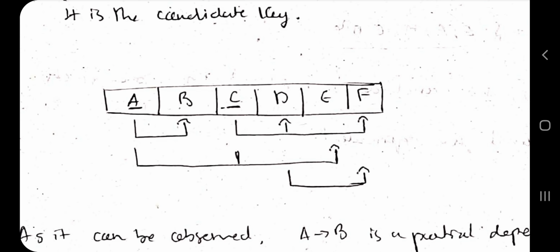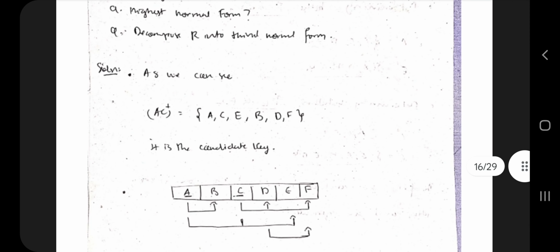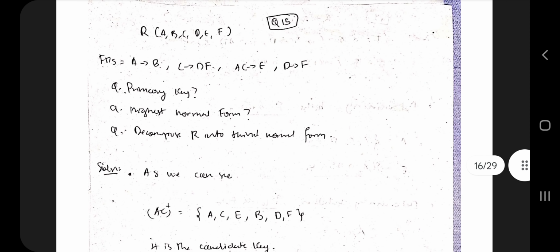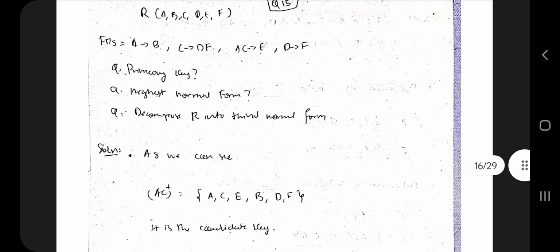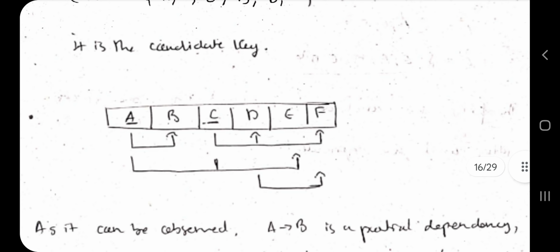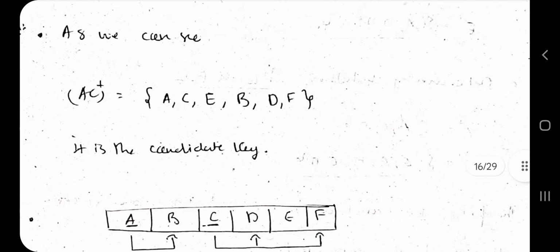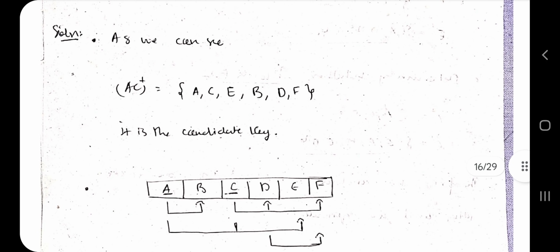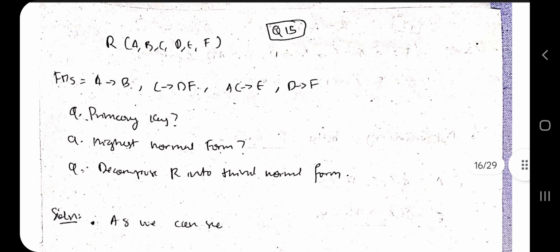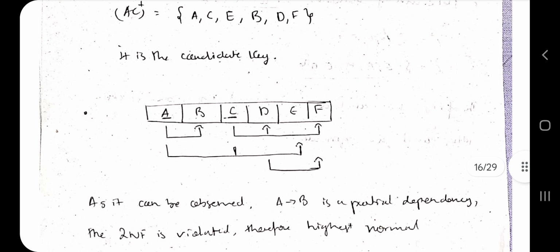Okay. So after that, what are the dependencies they have given? That I am writing. The dependencies are A goes to B, C goes to DF, AC goes to E, D goes to F. A goes to B, I'll be writing here. Then we have C goes to DF. So C goes to two things, D and F. And the next one is AC goes to E. So I have here AC, both A and C go to E. Last one is D goes to F. I have written here D goes to F.